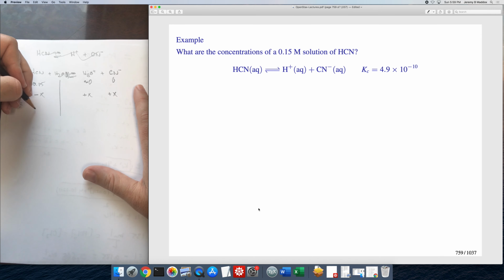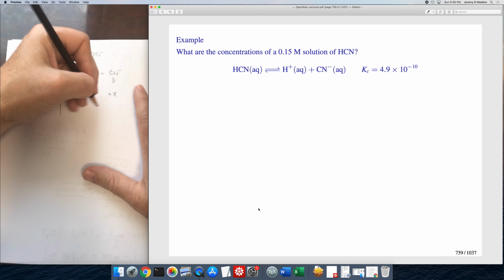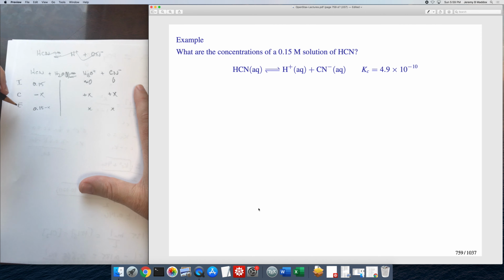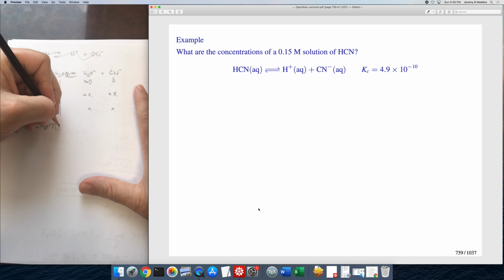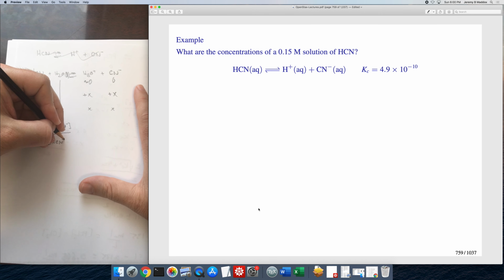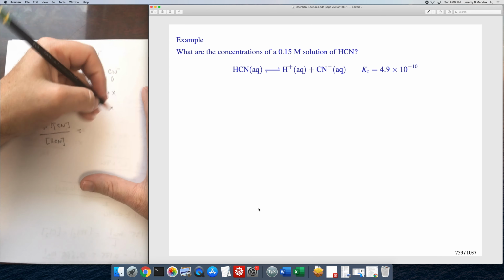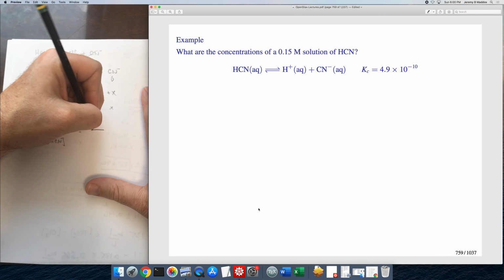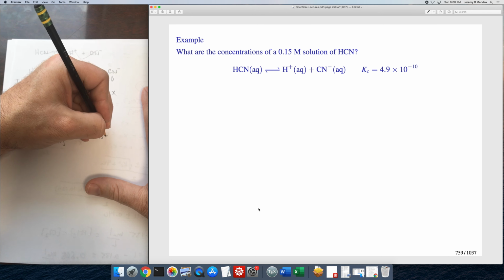Add these two lines together. We get that. Then we take this equilibrium constant. They're calling it a Kc. Later on, we'll call it a Ka for acid. And then we set up the expression, and then we substitute in the equilibrium line. So that's going to give us x squared over 0.15 minus x.